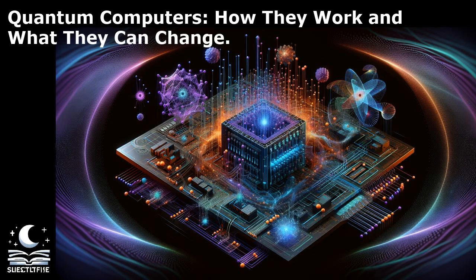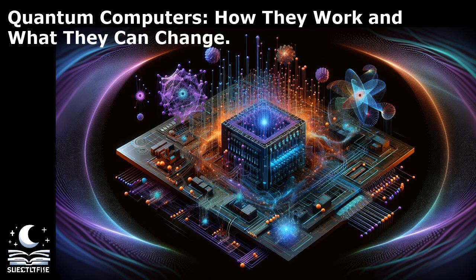Quantum computing is a fascinating field that holds the promise of revolutionizing the way we process information. Unlike classical computers that rely on bits to represent information as either 0 or 1, quantum computers use quantum bits, or qubits. These qubits can exist in a state of superposition, allowing them to represent both 0 and 1 simultaneously. This unique property enables quantum computers to perform complex calculations at an exponentially faster rate than classical computers.